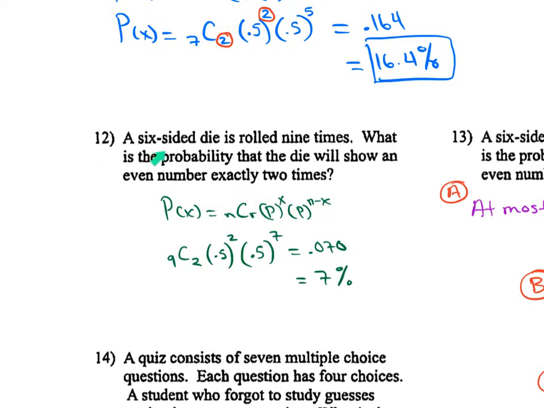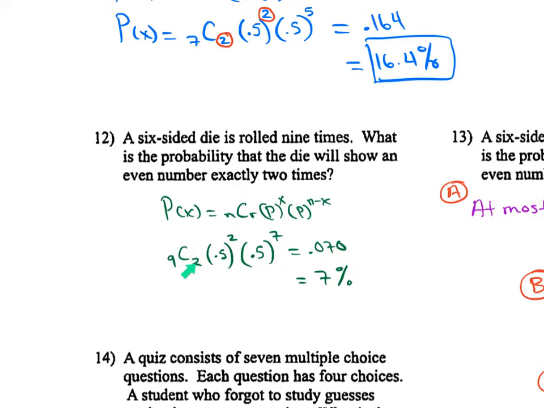All right, number 12, a 6-sided die is rolled 9 times. What is the probability that the die will show an even number exactly 2 times? All right, so using the exact same formula as before, we know there are 9 events because the die is rolled 9 times, and there's 2 successes. At least, we want 2 successes.